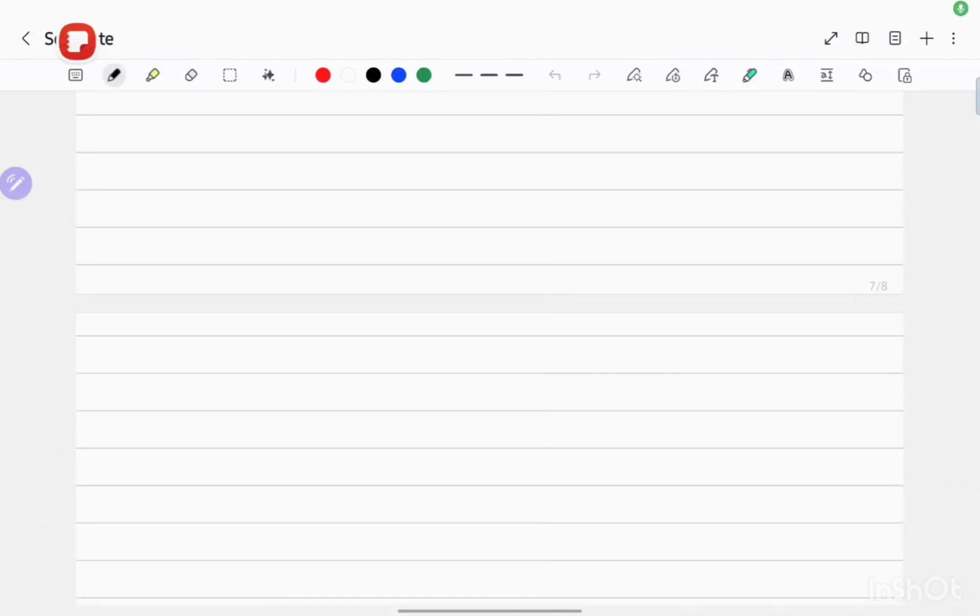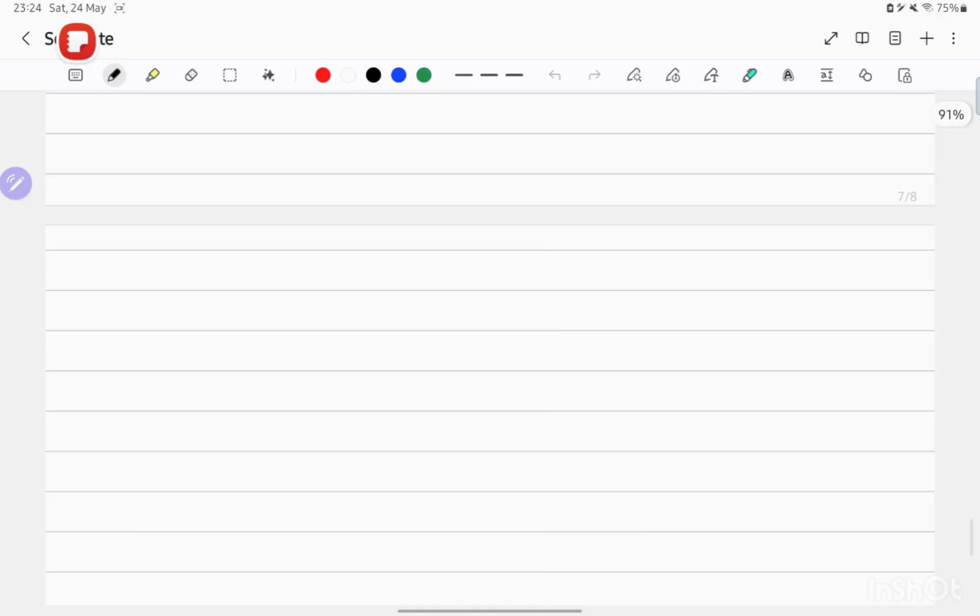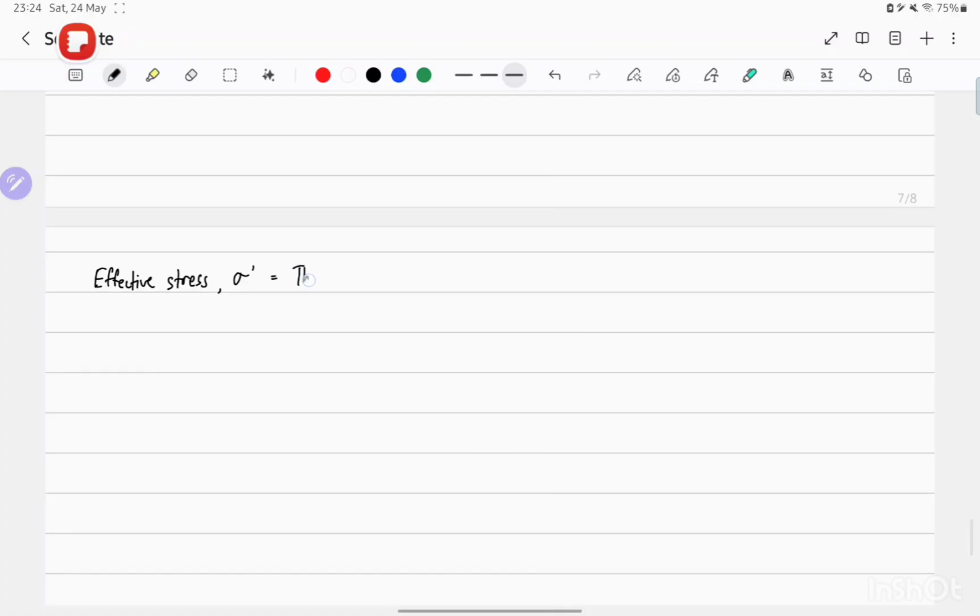Let's try to understand the in-situ stress in soil. For soil, we have three stresses. One is known as the effective stress, which is represented by sigma prime. This is the forces transmitted from soil particles to particles.